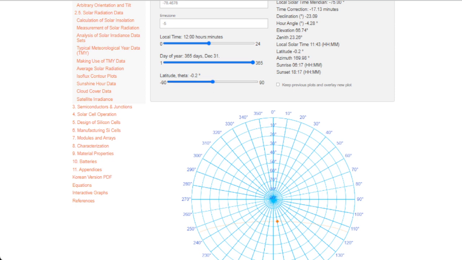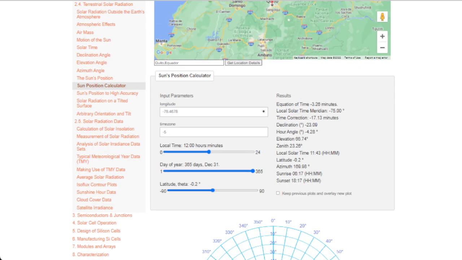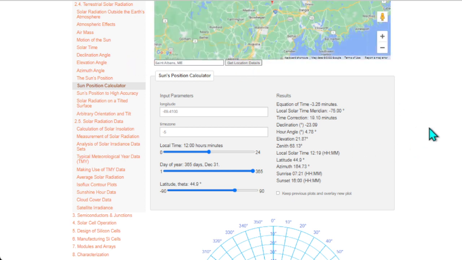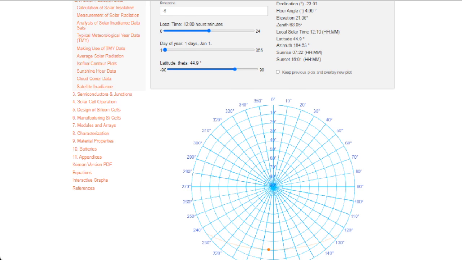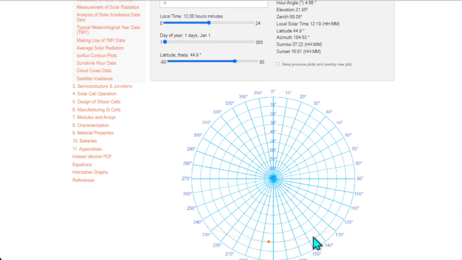So now let's try two places halfway between. So 45 degrees north will be a place called St. Albans, Maine. And let's start out in January like we've done with all the others. If you're in Maine, you're looking south towards the equator. And on January 1st, the sun rises at about 120, sets at 240. Again, we'll get back to that.